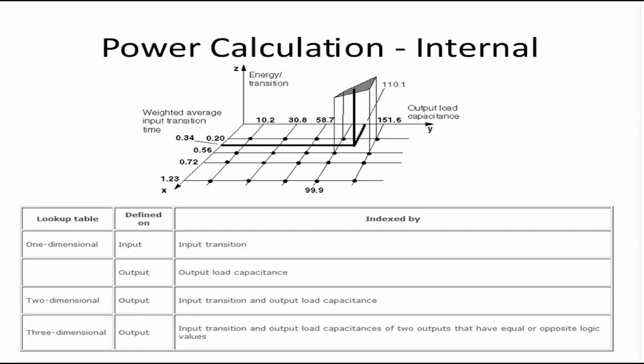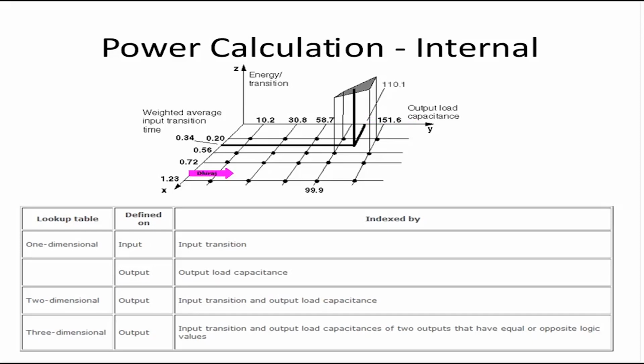It can also be three-dimensional. It is not popular though. Input transition, output load capacitance for two outputs that have equal and opposite logic values, like Q and Q1 for a clock, right? So this is a lookup table. So power is calculated on two factors. One is the weighted average input transition time. The other is the output load capacitance. Here, the output load is the implicit load that is on the output of the gate, not the load presented by the nets, right? This is the internal power.